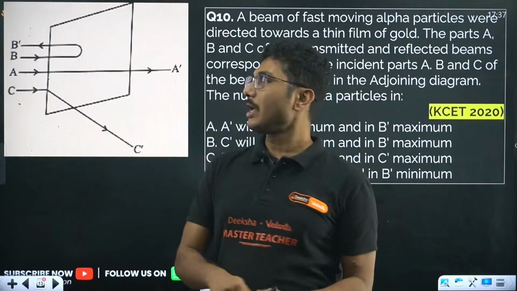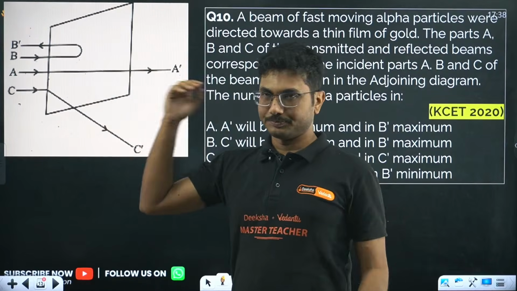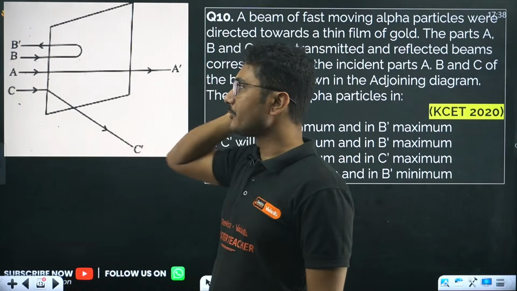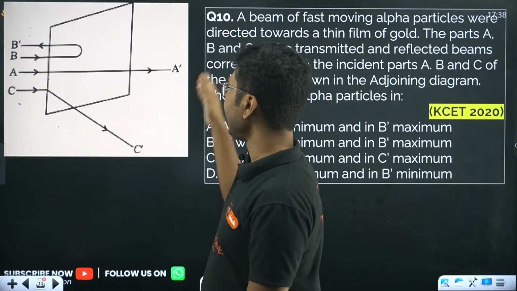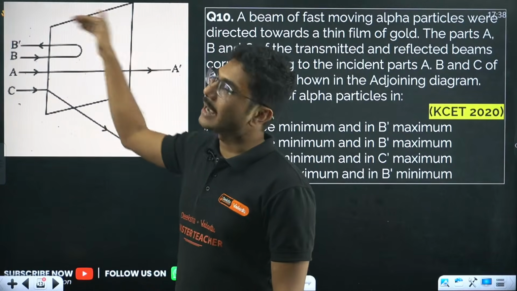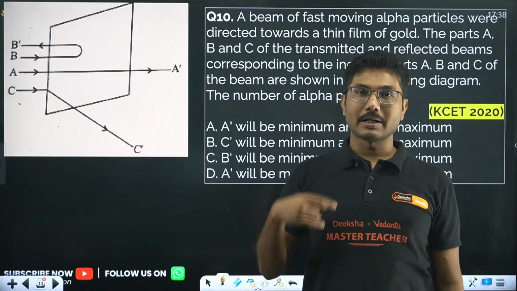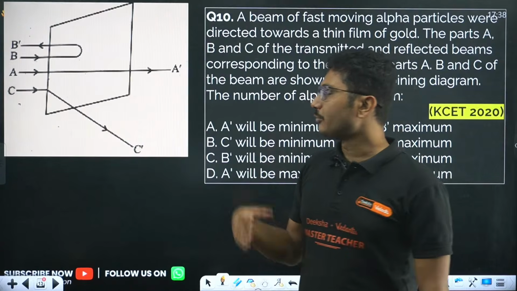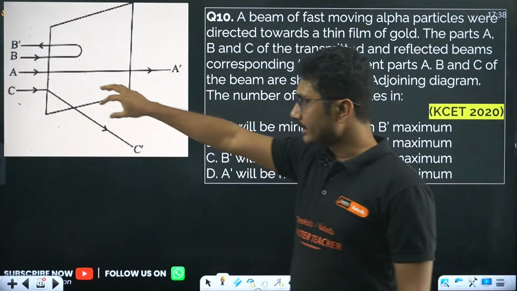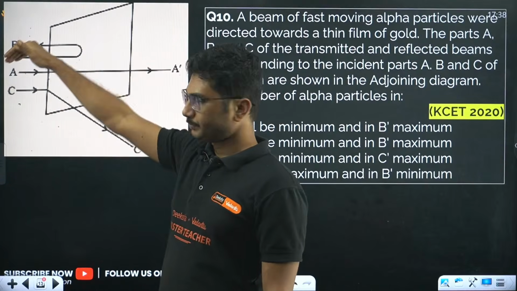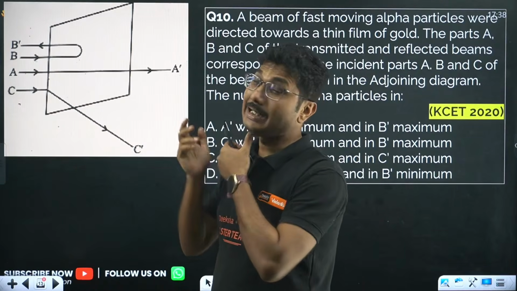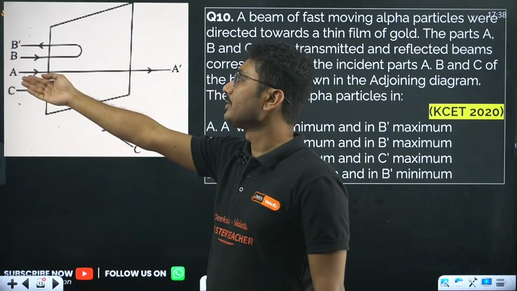So what happens is that a lot of alpha particles are coming towards the gold foil. After the observation, some particles are going straight, some particles are scattering at an angle, and some particles are directly reversing their path and going by an angle of 180 degrees. So they are asking how many particles will go straight, how many will scatter, and how many will invert back.